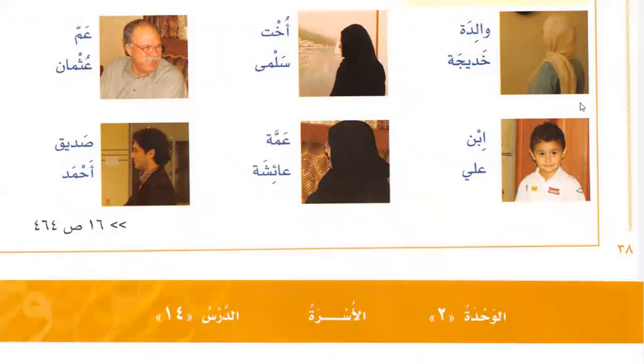هذه أختي سلمى. هذه أخته سلمى. This is his sister Salma. هذا عمي عثمان. هذا عمه عثمان. This is his uncle Uthman. هذا ابني علي. هذا ابنه علي. This is his son Ali. هذه عمتي عائشة. هذه عمته عائشة. This is his aunt Aisha. هذا صديقي أحمد. This is my friend Ahmad. هذا صديقه أحمد. This is his friend Ahmad.